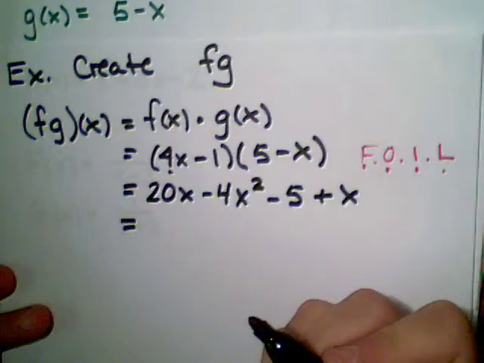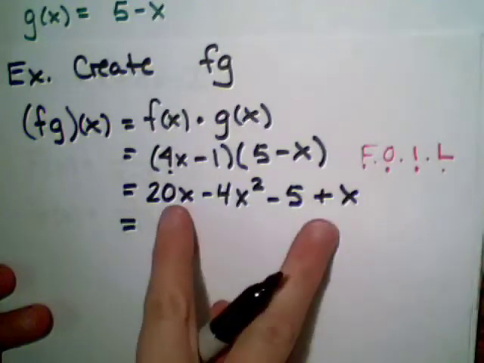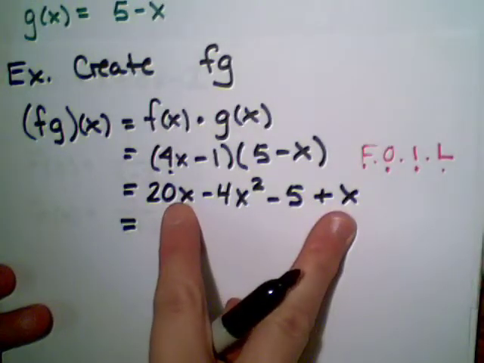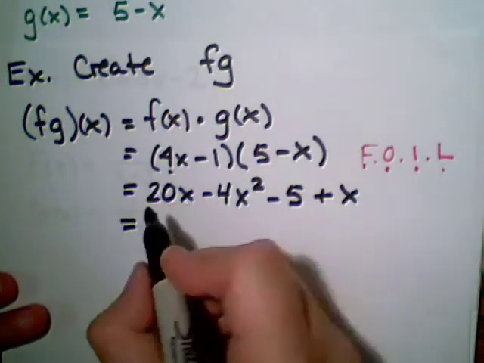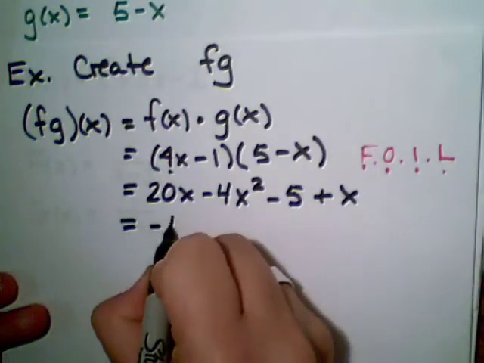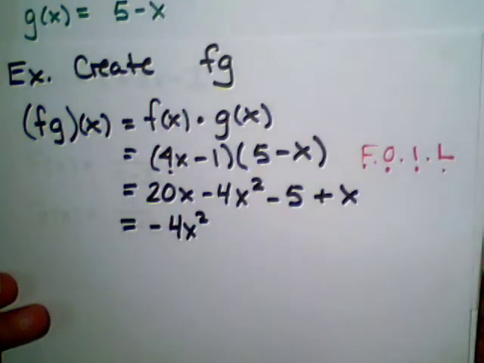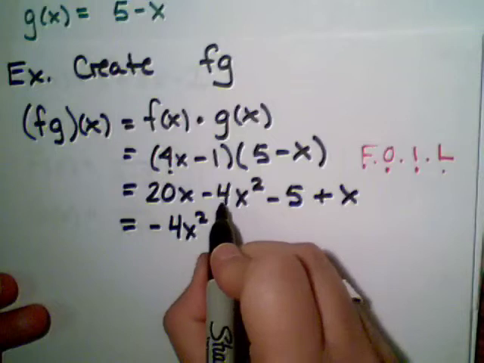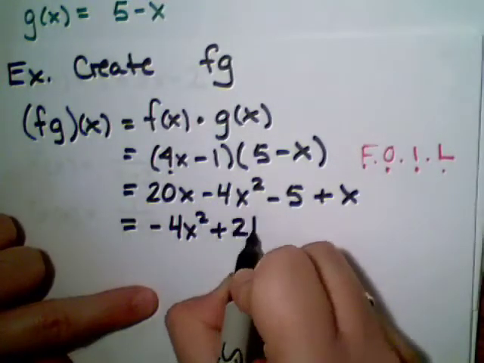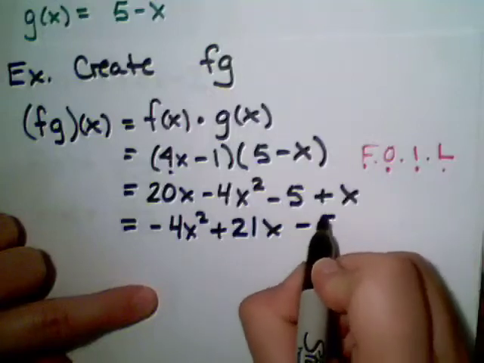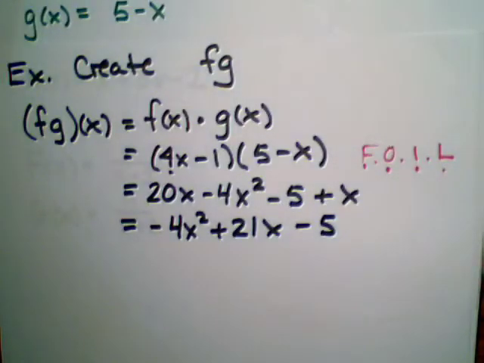Are there any like terms? Looks like these linear terms, 20x plus x, will combine. Okay, so we're going to look for a term of 21x. But why don't we write the highest power term first, negative 4x squared. We have a total of 21x, and don't forget the constant negative 5. So there's our product function.